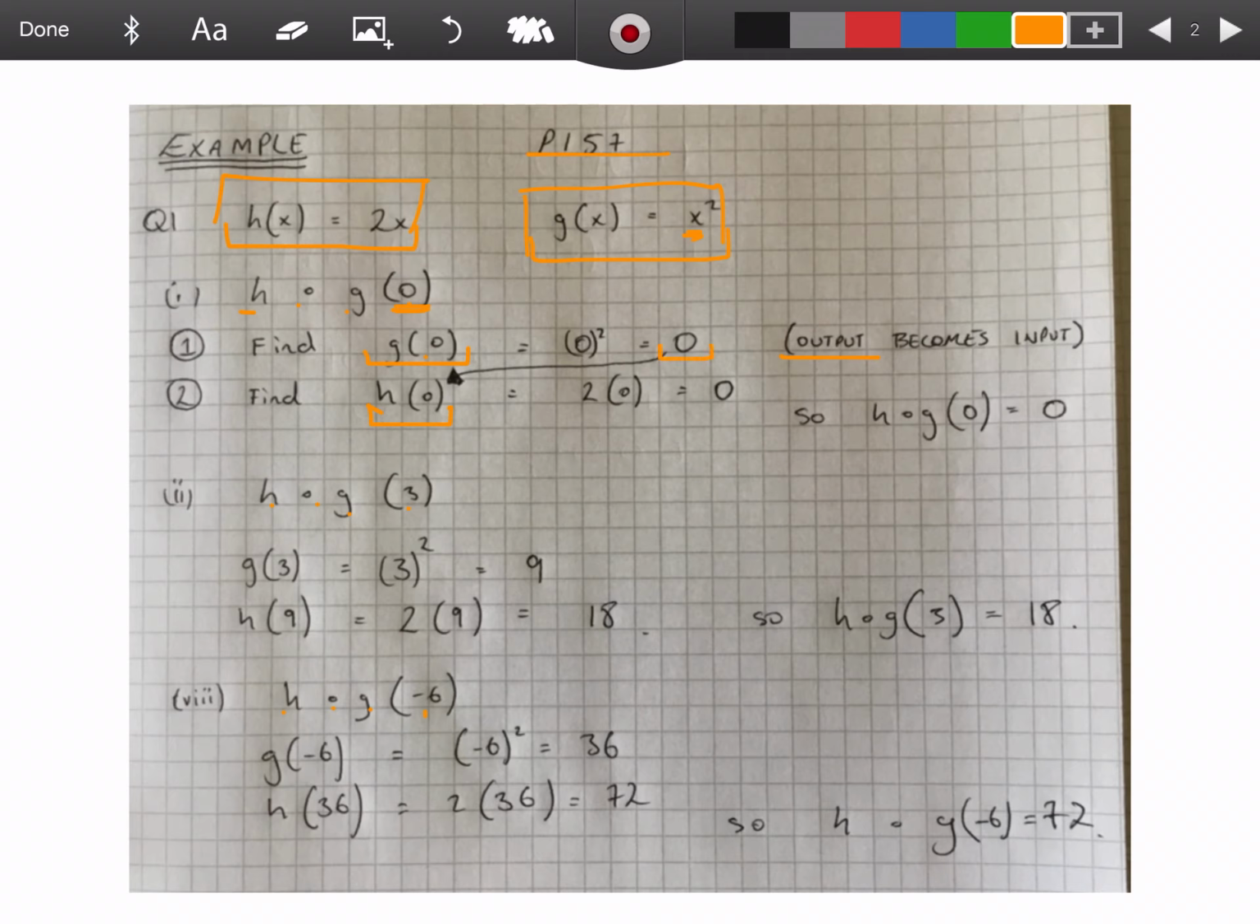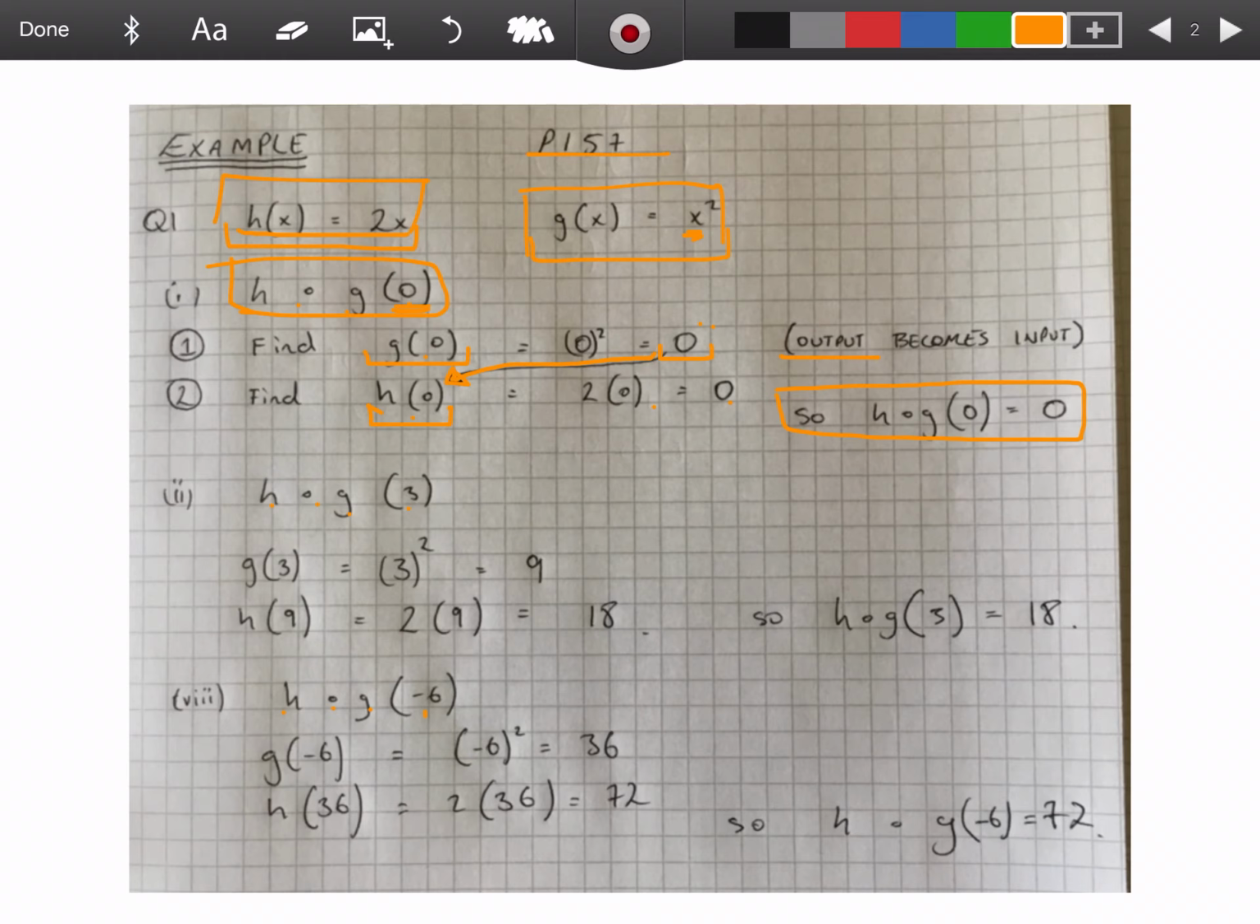As you can see, I've popped in the arrow there. It becomes the input for the second section. 0 is now the input on the H part of the function. So I substitute 0 into my H function, and it becomes H of 0. That's 2 times 0, which is 0. So I've finished that off by writing H after G of 0 is 0, because that's what I'd asked for at the start. I'll just rewrite that again at the end, and that's all there is to it.